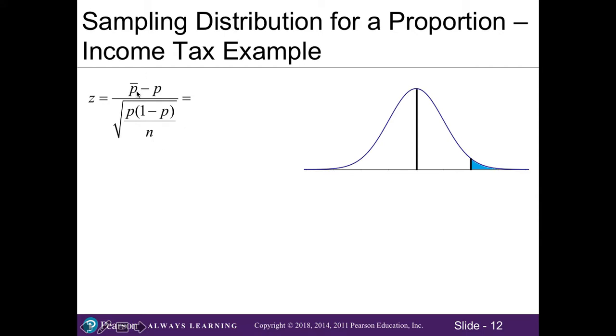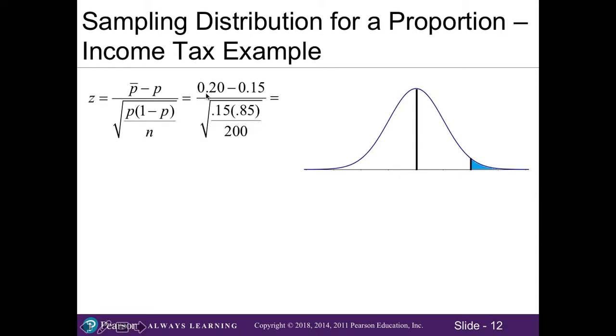Note we have our p-bar, or our sample proportion, minus p, which is our population proportion. In other words, this numerator right here is our sampling error. And then down in the bottom right here is our standard error formula. Note it is our population proportion and our sample size that we plug in here. So we want to make sure we get our p-bars, our sample proportions, and our p, our population proportions, in the right place. You don't want to mix the two up.